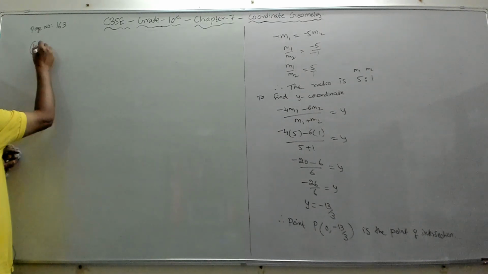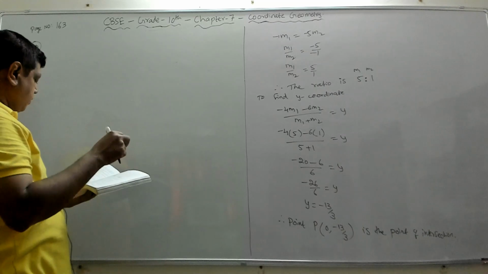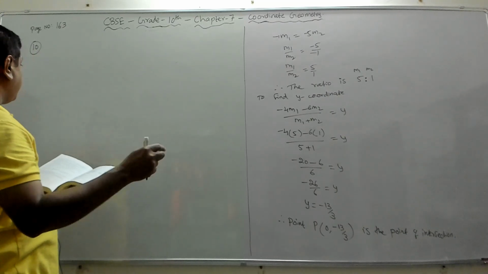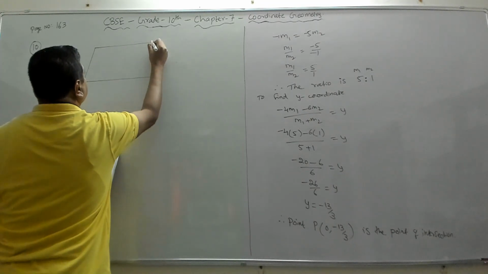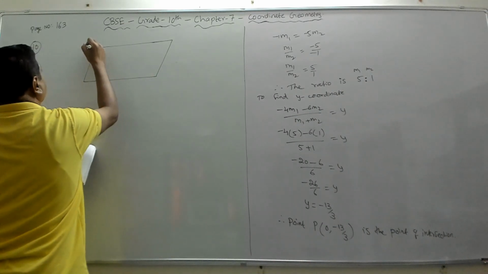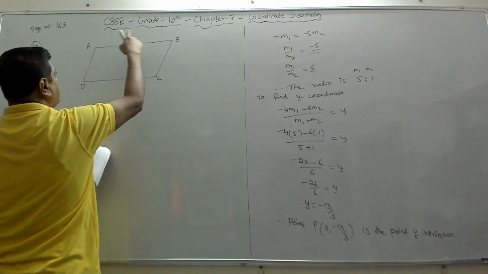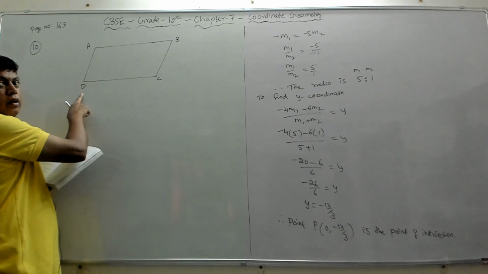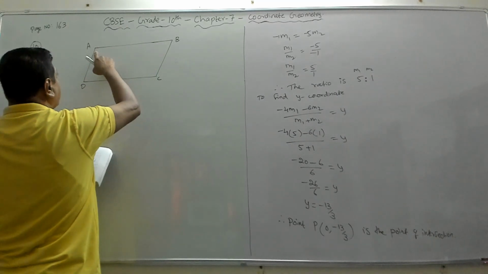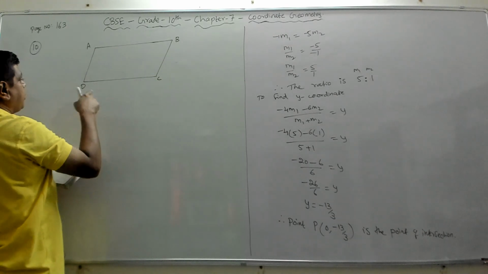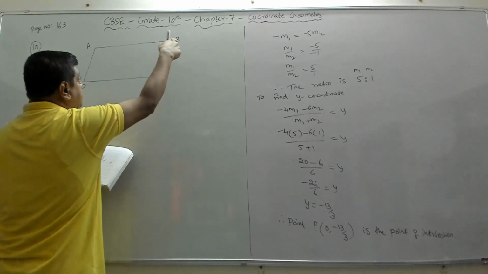Problem number 10 is, if the points A, B, C, D are the vertices of a parallelogram taken in order, find the value of P. So there is a parallelogram, 4 points form a parallelogram. This is point A, B, C and D. You always write it in cyclic order. A, B, then C should be written here, not here. If you write A, B, C and D like that, it's not right. Always take it in cyclic order. You can start with any point. If I start with A, I can write B, C, D, or I can go like this: A, B, then C should be here, then D.